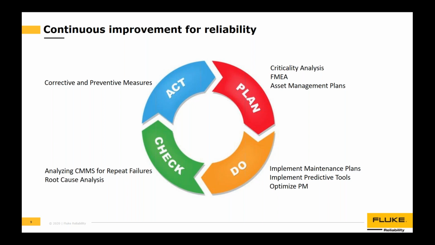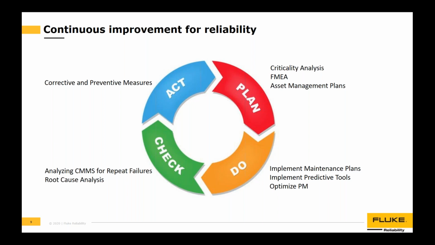Then under the do, you implement maintenance plans. You implement predictive tools. Now, Leah mentioned some that Fluke uses, or not uses, but manufactures. They do infrared cameras. They do vibration equipment. They have interconnect systems for these. That's the do part of this, is implementing those tools and systems. And then finally, optimizing your PMs. So when we send someone out to do a preventive or predictive inspection, they are utilizing good procedures and processes.